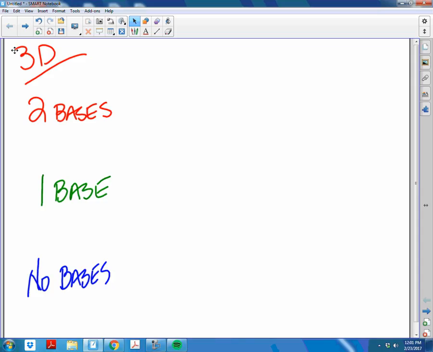Okay? So when we're talking about polyhedrons, they have different parts that we're going to need to deal with. Polyhedron: poly, P-O-L-Y, hedron, H-E-D-R-O-N. It is a three-dimensional, multi-flat-sided object. You can't have rounded sides. So no spheres, no cones, no cylinders. So basically prisms and pyramids.